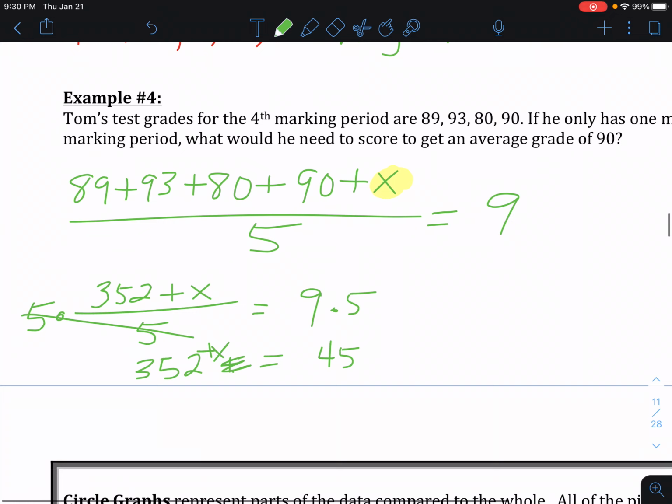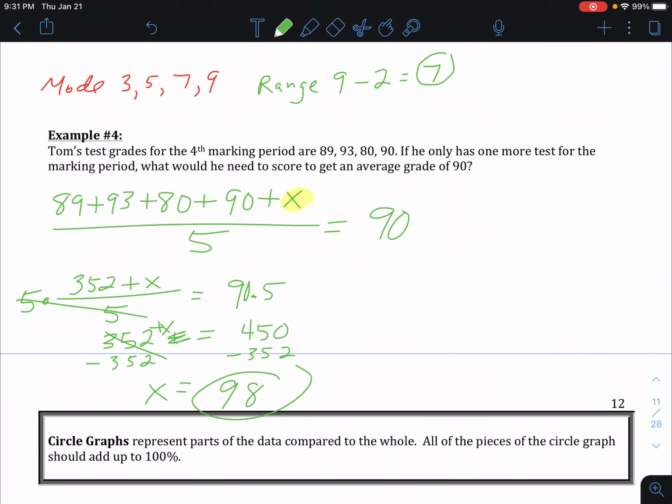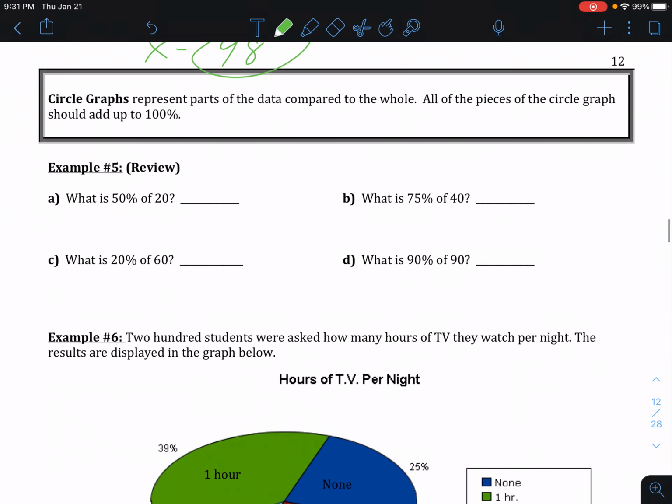All right, so again, they all have to add up and then get 90. Oh, I accidentally put 9 back here. That's why it wasn't making sense. It's supposed to be 90, and then that would be 450. Sorry about that. And then subtract 450 minus 352. So your fifth test grade to get an average of 90 is 98. 98%. Okay.